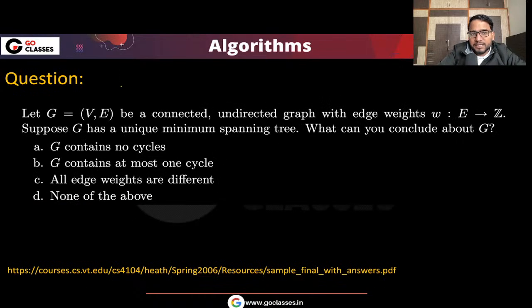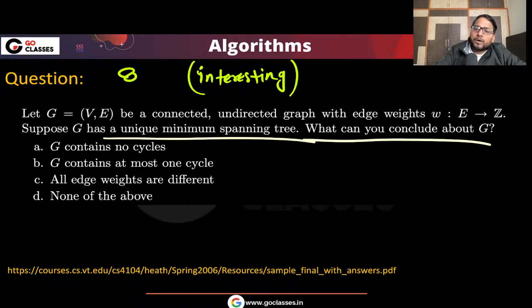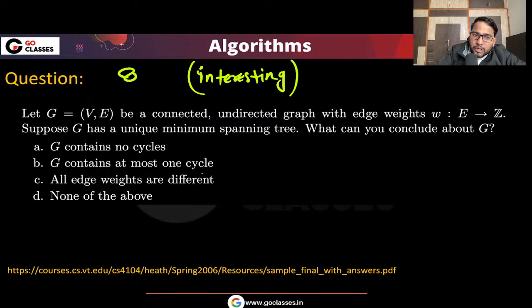Now let's see this interesting question, which is question number 8. Let G be a connected undirected graph with integer edge weights. Suppose G has a unique minimum spanning tree. Then what can you conclude about this G? If it has a unique minimum spanning tree, they have not given whether the edge weights are different or the same. They are even asking this. Then G contains no cycle. G contains at most one cycle.